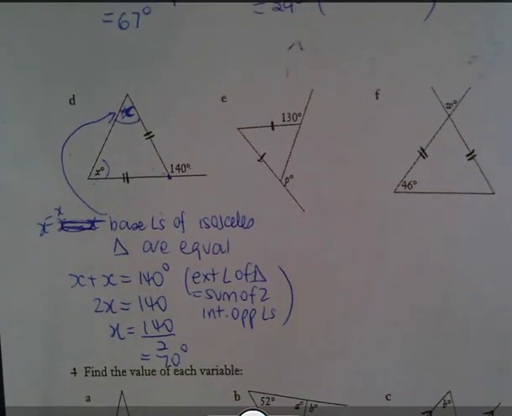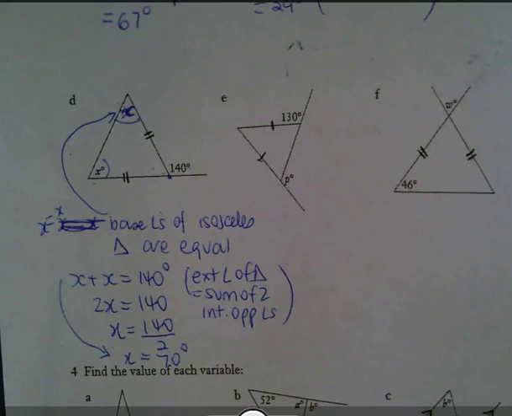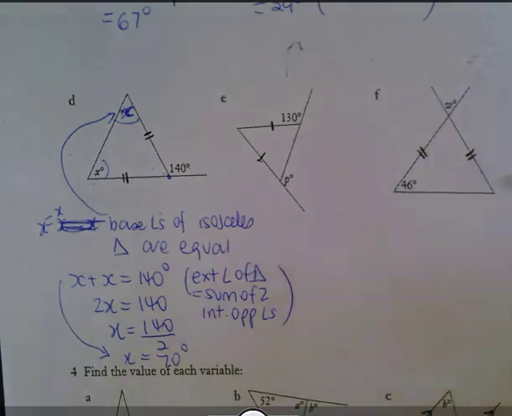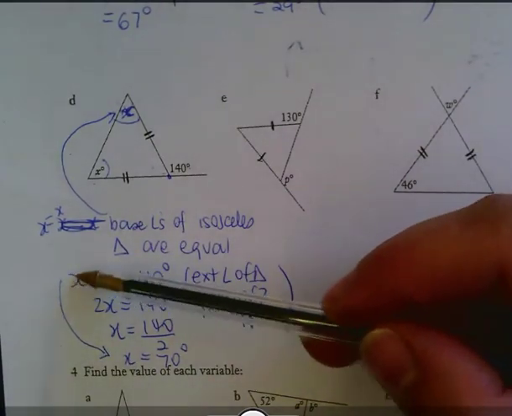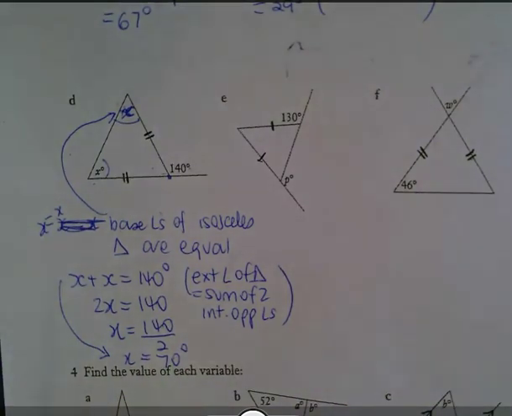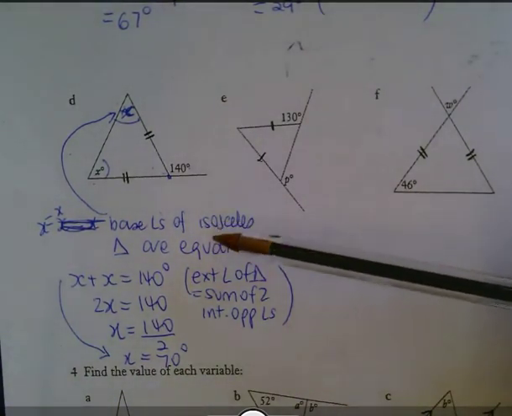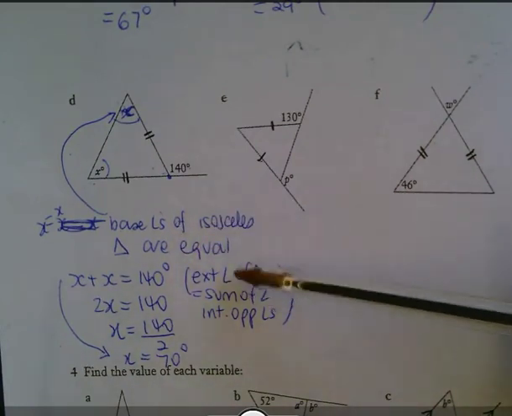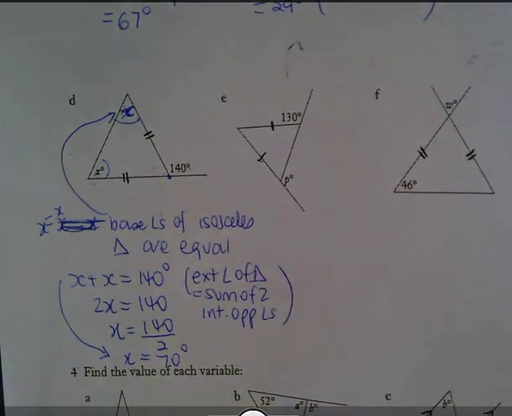Okay? You can just write 70. Girls, you can jump straight from x plus x is 140 to x is 70. That's fine. That's not the reasons. The reasons are the words: base angles of isosceles triangle, and exterior angle of triangle equals sum of two interior opposite angles. You could have just written x is 70 with no other working out mathematically, but what we need are the two reasons. We want to see base angles of isosceles triangle, and we want to see exterior angle of triangle.